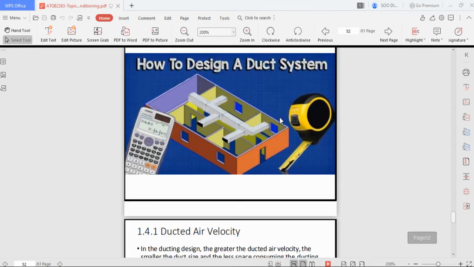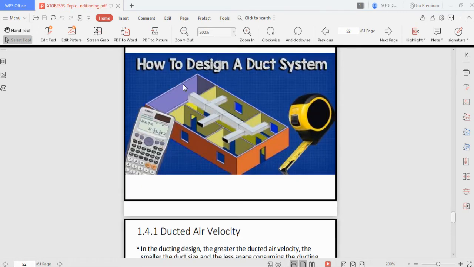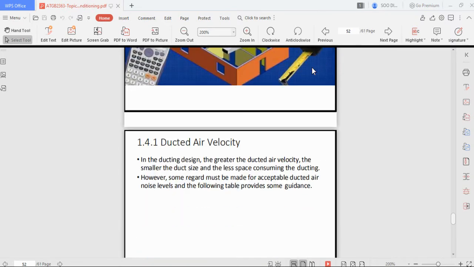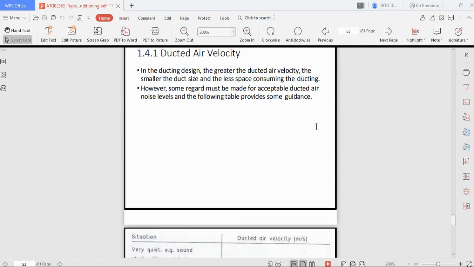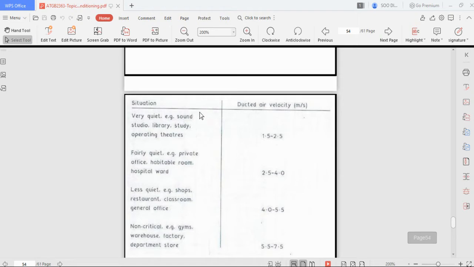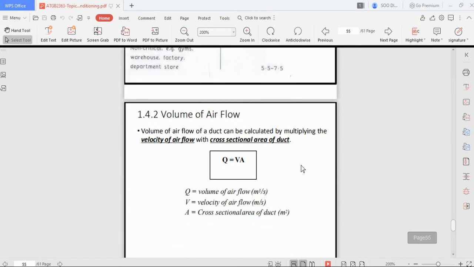Okay, so the last and final is the ducting design. So how to design a duct system? So, the ducted air velocity. In the ducting design, the greater the ducted air velocity, the smaller the duct size and the less space consuming the ducting. So this is the ducted air velocity. In different areas, you want to have different air velocity.